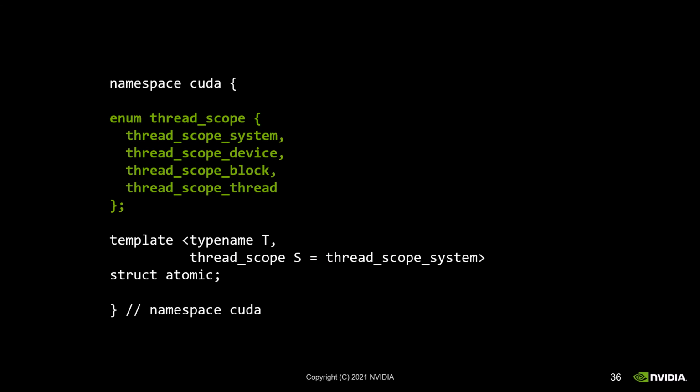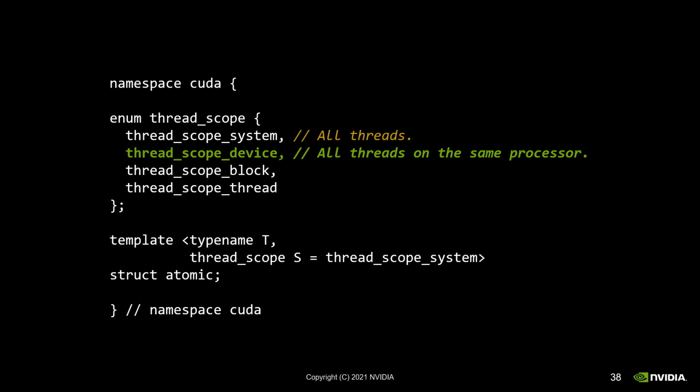A thread scope specifies the kind of threads that can synchronize with each other using a primitive such as an atomic or a barrier. Thread scope system indicates that the concurrency primitive can be used by all threads in the program. This is equivalent to the behavior of all concurrency primitives in std. Thread scope device indicates the concurrency primitive can be used by all threads on the same processor, for example, all threads on a GPU or all threads on a CPU. Thread scope block indicates the concurrency primitive can be used by all threads in a CUDA thread block. Thread scope thread indicates that the concurrency primitive can only be used by a single thread.